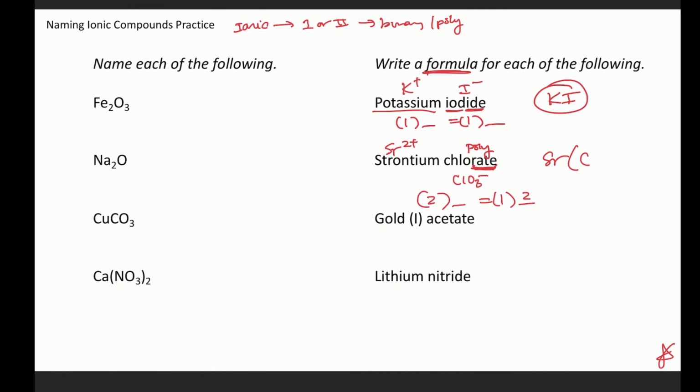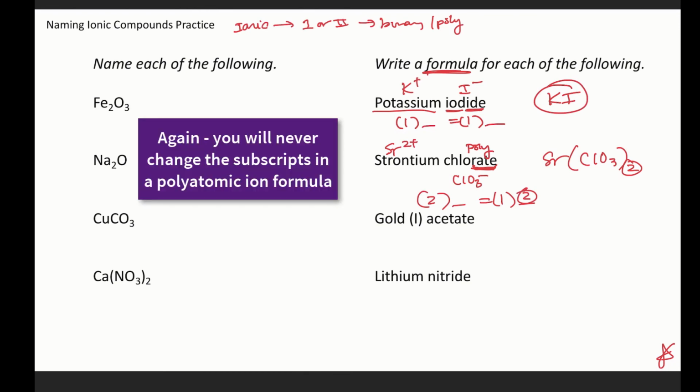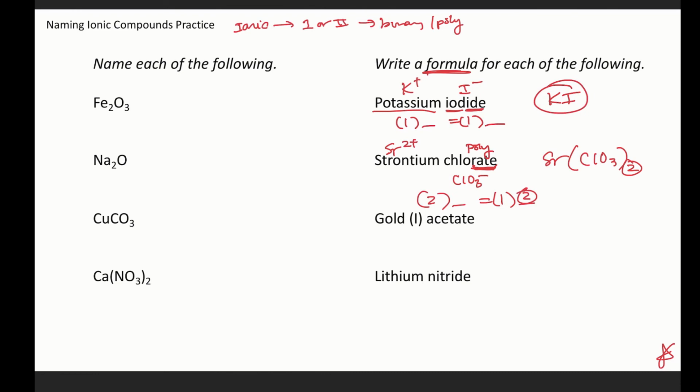So strontium, chlorate, 2, yes? All right, because we'll never change the subscripts inside of the polyatomic ion's formula, right? ClO3 is the formula for chlorate, right? Just like your name is spelled with however many letters it is, in whatever order it's supposed to be, and you can't change that, right? Same thing with chlorate, right? ClO3 is chlorate, but we can have more than one of them, right, by using parentheses and a subscript.